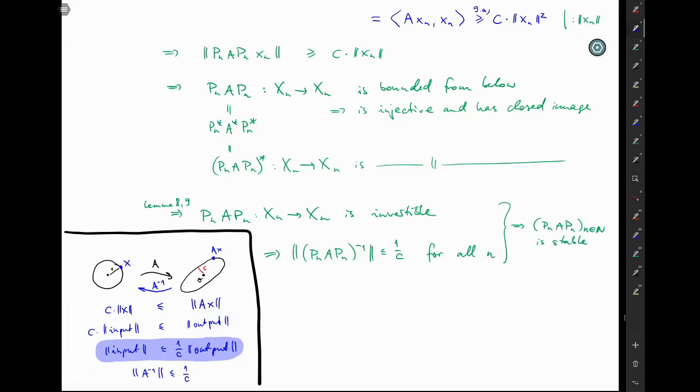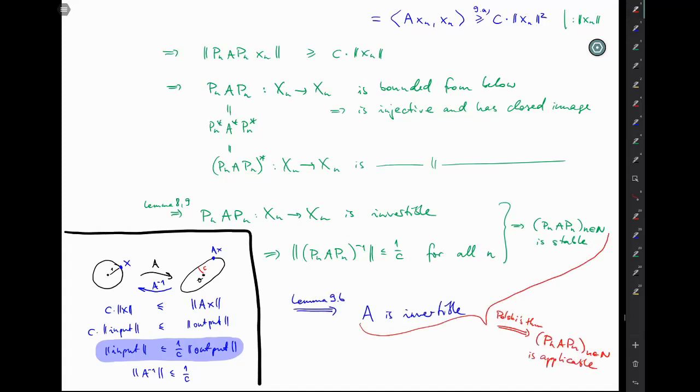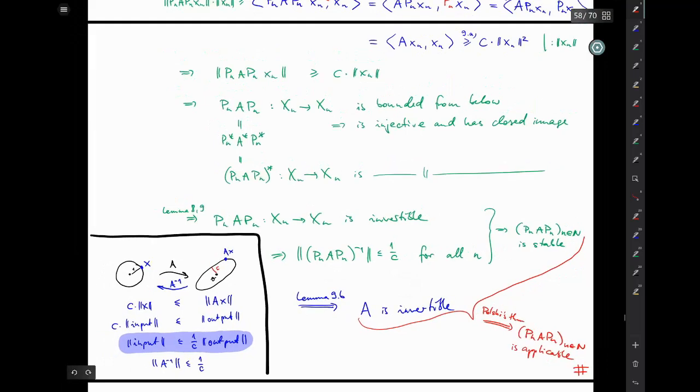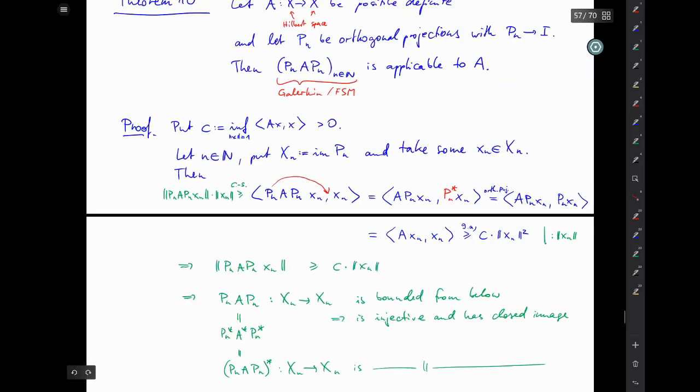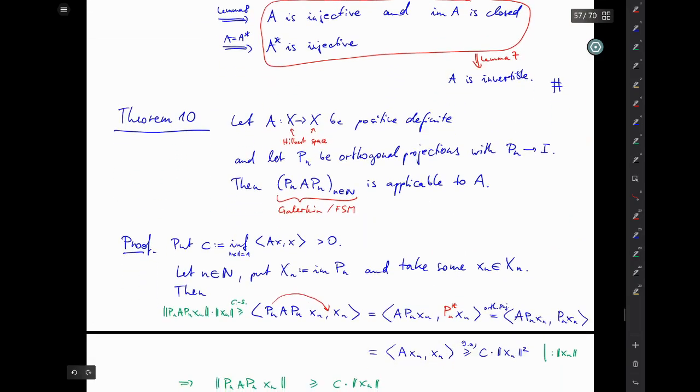And for Polsky, all we need is now invertibility of A, but we get that by lemma 9b from the positive definiteness of A. Okay, now finally Polsky's theorem comes in, and we get the applicability that we claimed. Okay, proof is over. So let's take a little break to celebrate the achievement. Theorem 10.